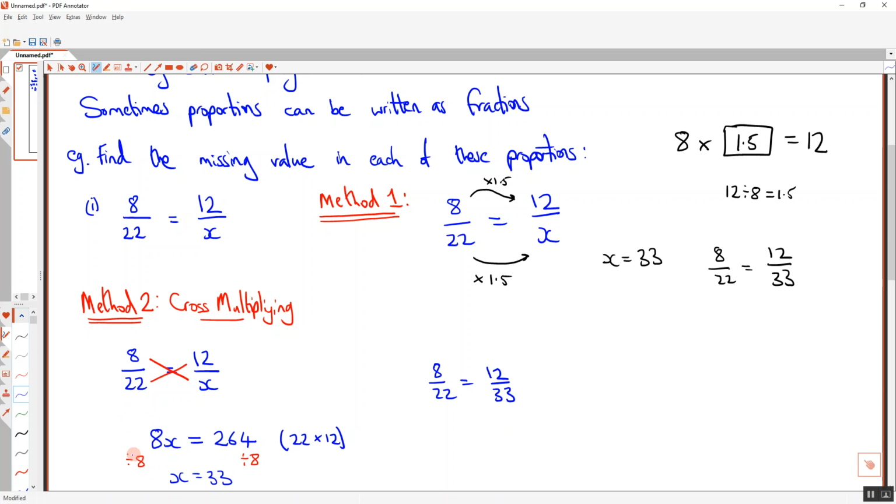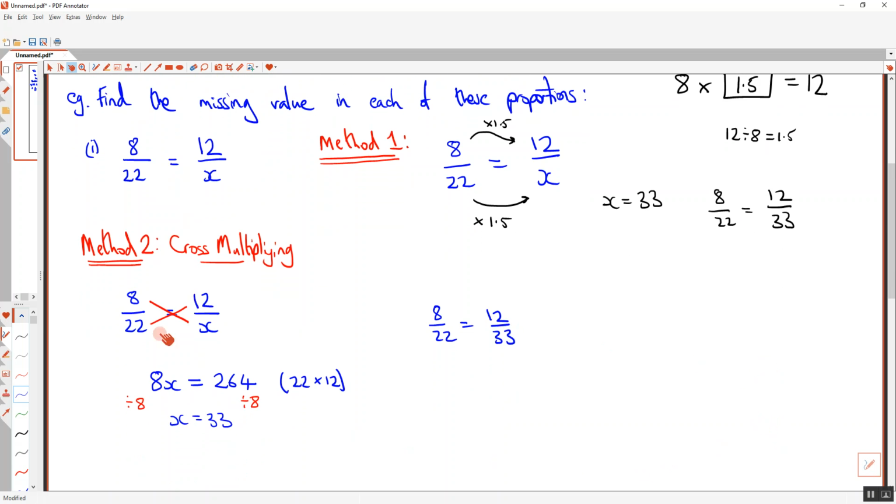Because what do I get when I do 8 divided by 8? I get 1x. 8 divided by 8 is 1, and that divided by that gives me this. Now I don't mind which method you use. It's completely up to you. Let me give you one to try.